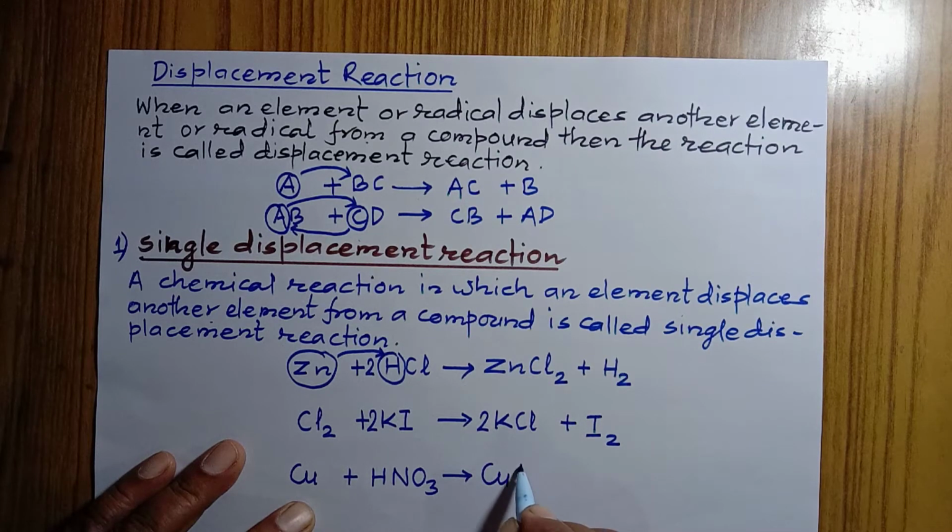Copper nitrate forms, CuNO3. Now we have to exchange the valency. Copper valency 2, nitrate valency 1. 1 we don't have to exchange. The 2 of copper should be transferred to nitrate, but we are transferring valency to a radical, so we have to put the radical in bracket, Cu(NO3)2.